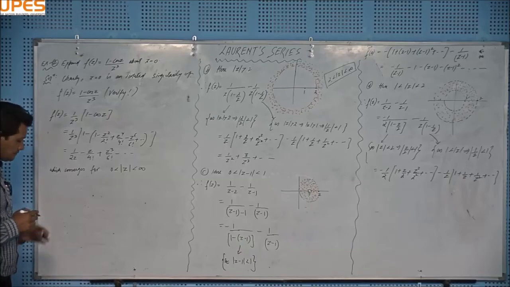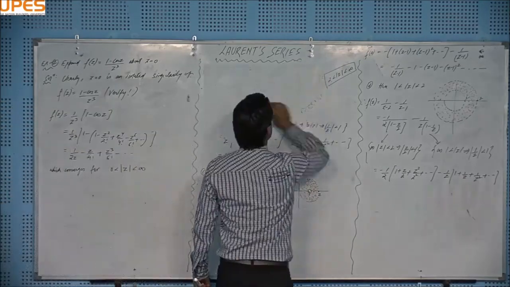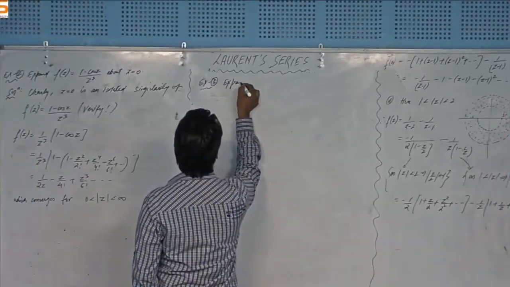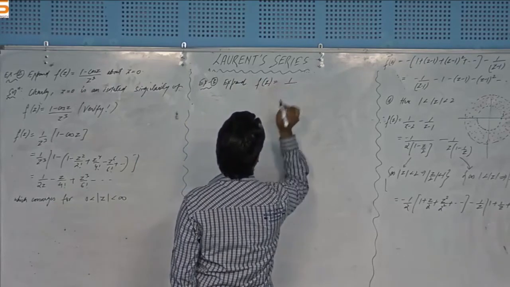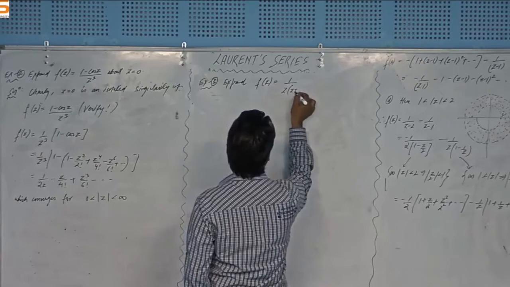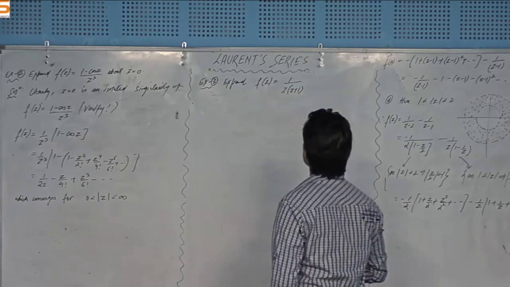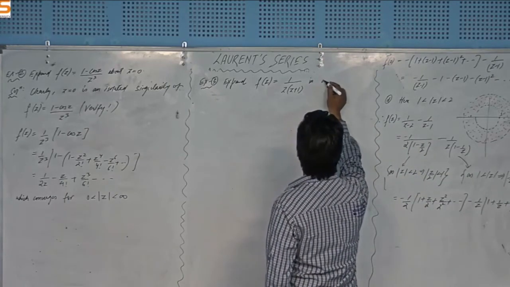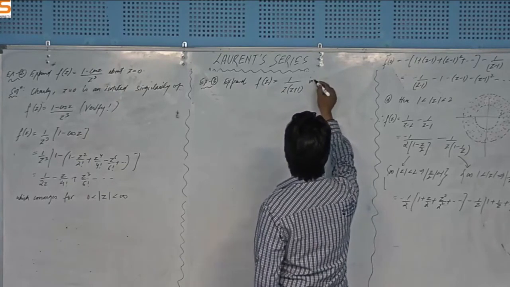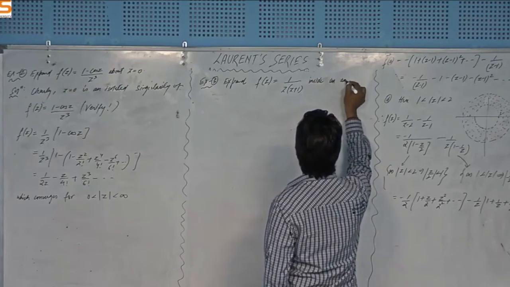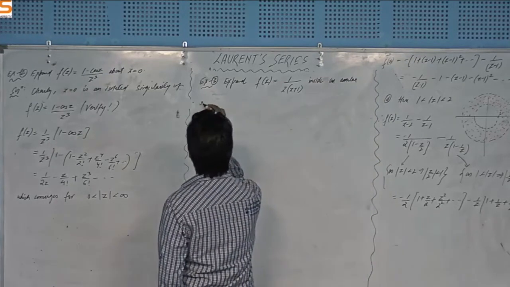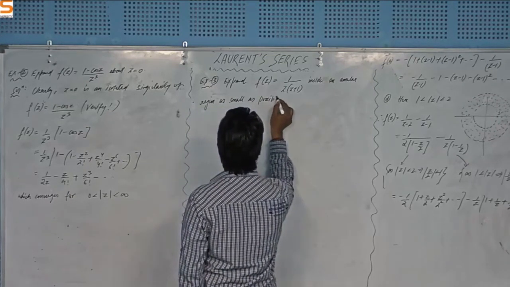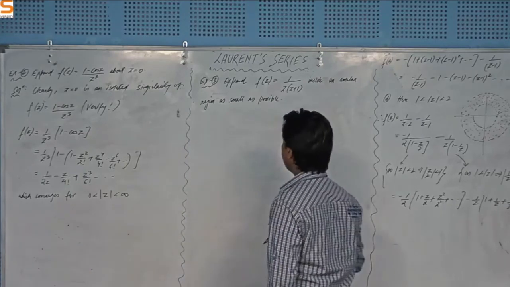Okay, I will take one more example. Expand f(z) equal to 1 over z(z+1) about 0, minus 1, inside an annular region as small as possible, right?